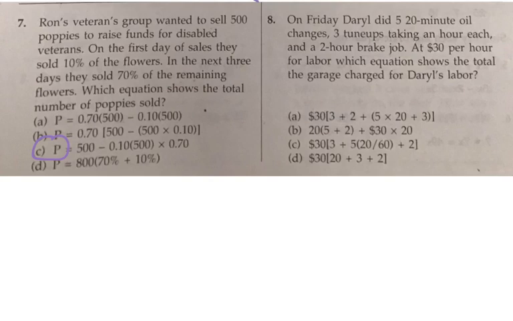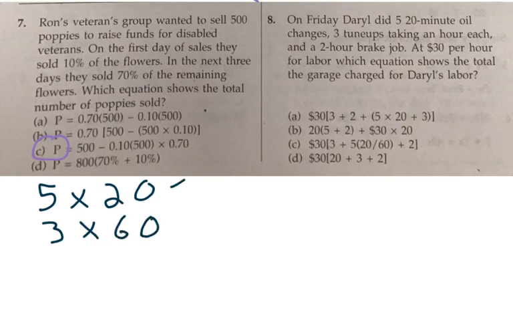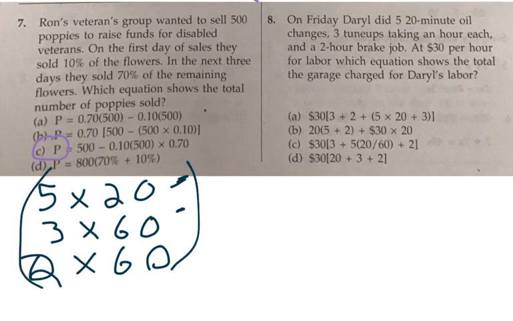So I know that he did 5 20-minute oil changes. So basically, we'd have to somewhere multiply 5 times 20. He did 3 tune-ups that take an hour each. So that would be 3 times 60, because this one's already in minutes, so we're going to have to put this one in minutes too. And then he did a 2-hour brake job. So 2 times 60. And then basically all of this is going to be multiplied by 30.